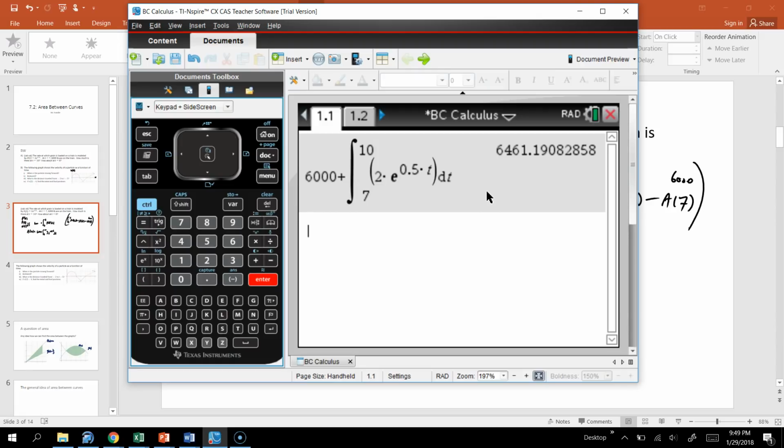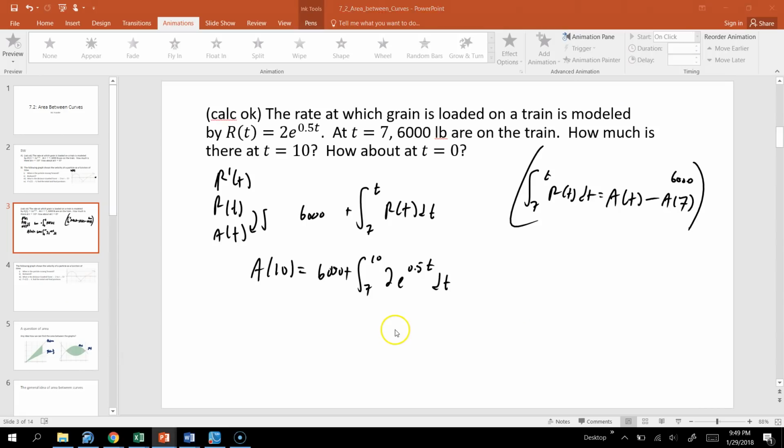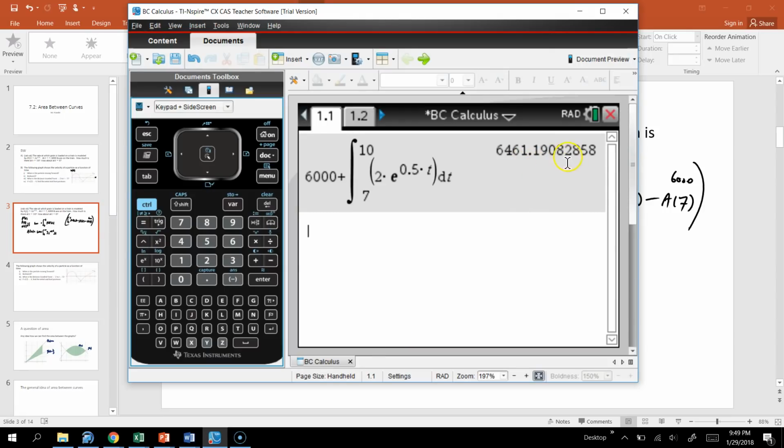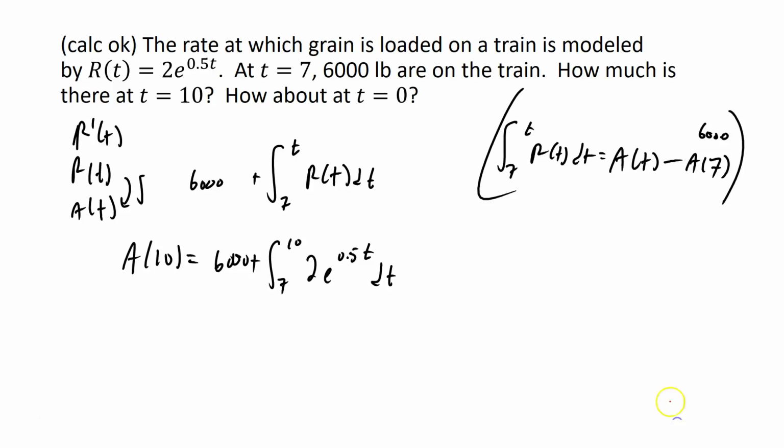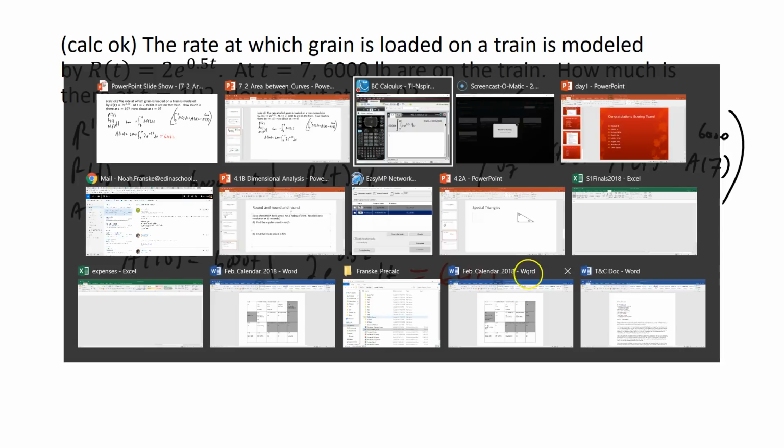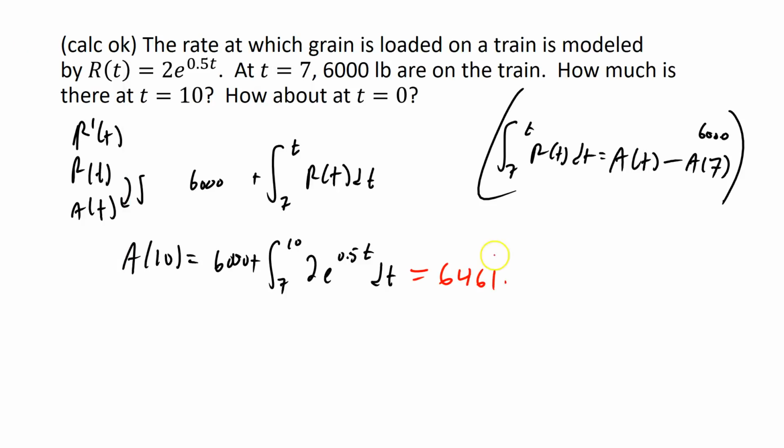How many decimal places do we need? I think we need at least 3, so I always go to 4. So 6461.1908. And this is in pounds. And that was the amount at 10. It makes sense. It should be bigger, right? E to the x is always increasing, so that should be a bigger value.